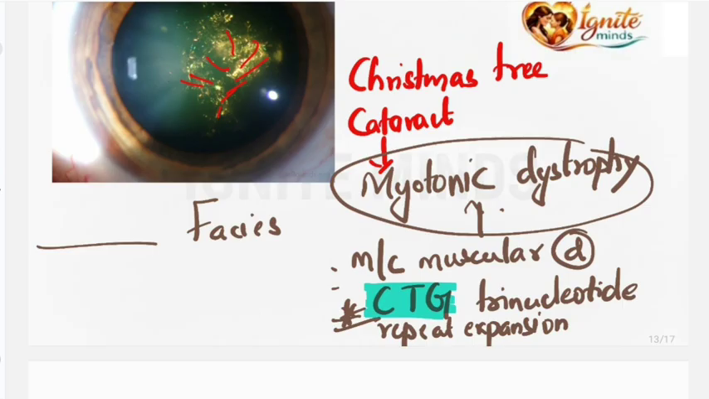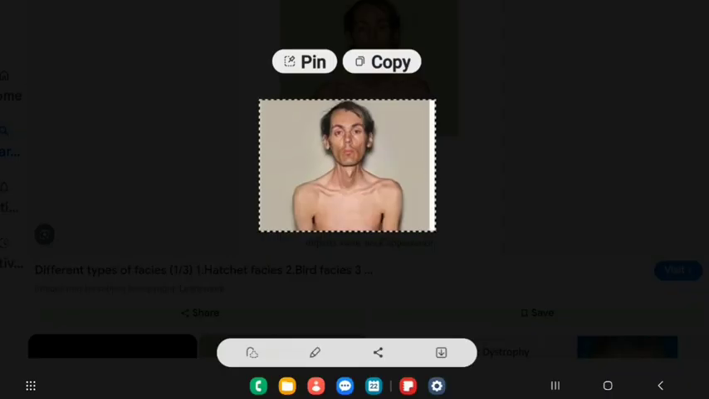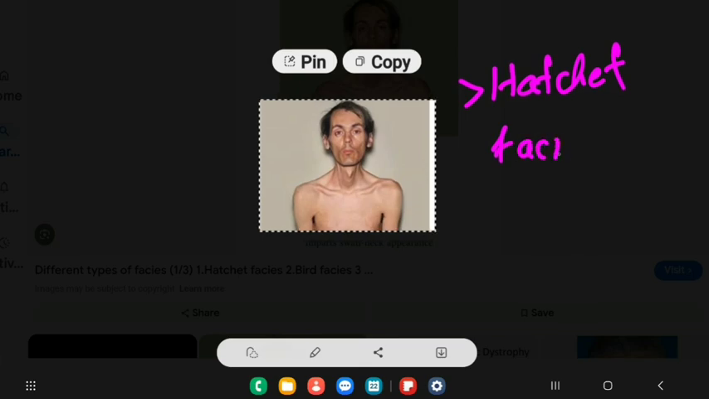They're going to have a special facial appearance called hatchet facies. I'll tell you. Okay, look here guys, this is hatchet facies, which means that the patient is going to have a long face, right? You can appreciate a long face, a thin face, and hollow cheeks. And as the disease condition progresses, I told you multiple systems are involved.